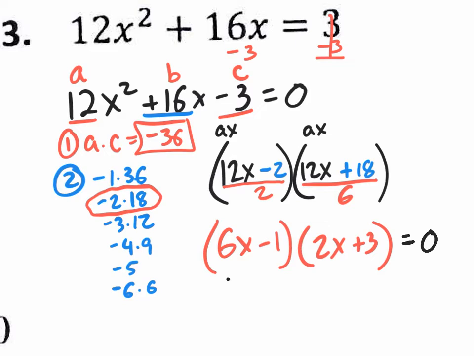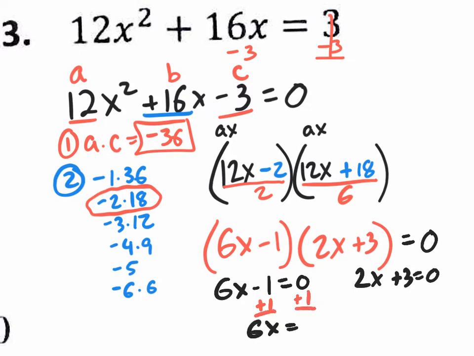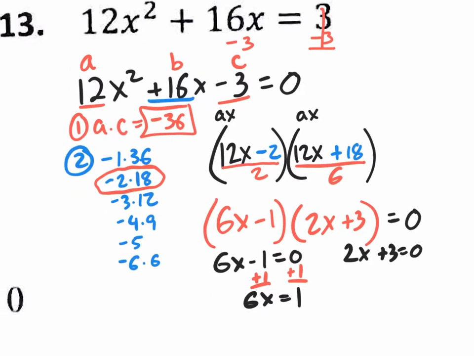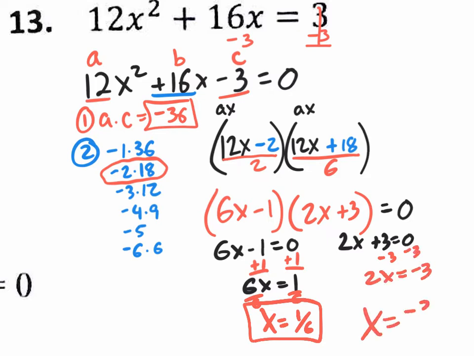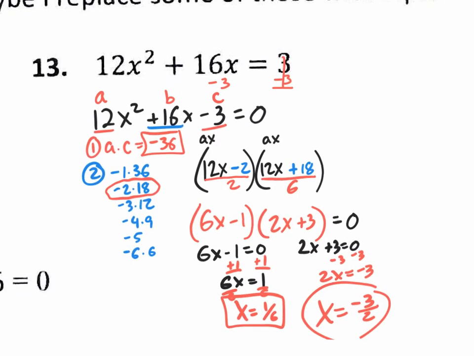But anyway, let's split them. 6x minus 1 equals 0, and 2x plus 3 equals 0. So you'd have to add 1, add 1. You'd end up with 6x equals 1, which means that your final answer will be x equals 1/6. When you divide by 6, divided by 6, x equals 1 divided by 6. And the other one, subtract 3, you'll have 2x equals -3, which means x equals -3 divided by 2. So those are your two answers for number 13.